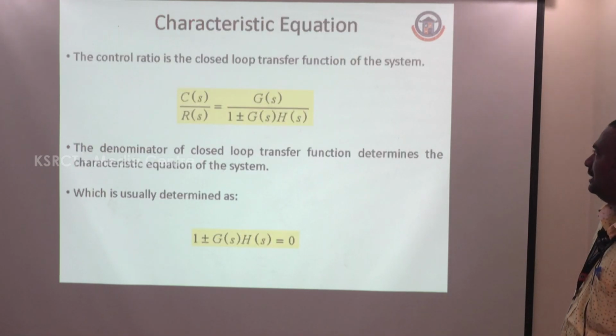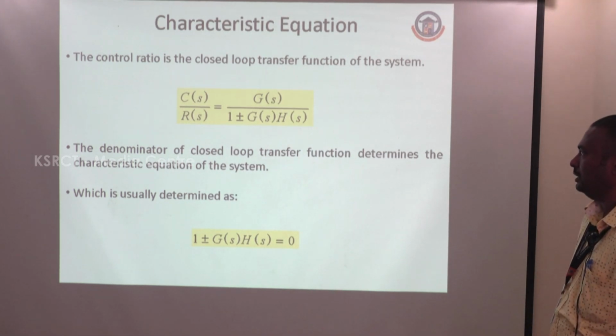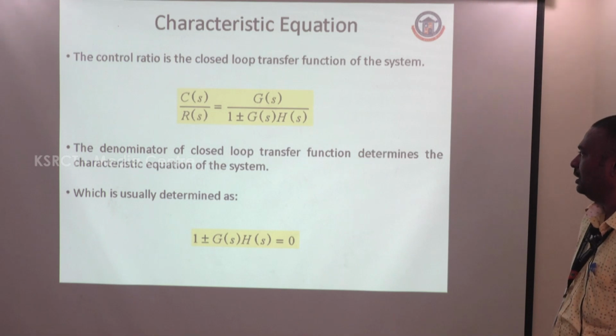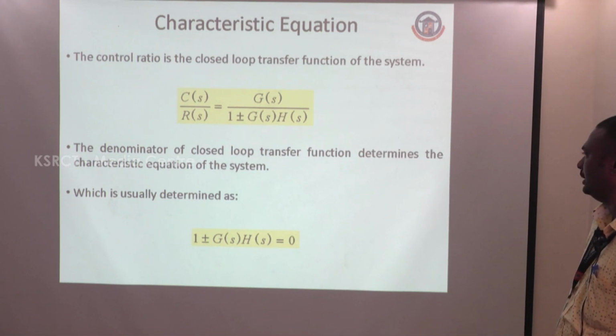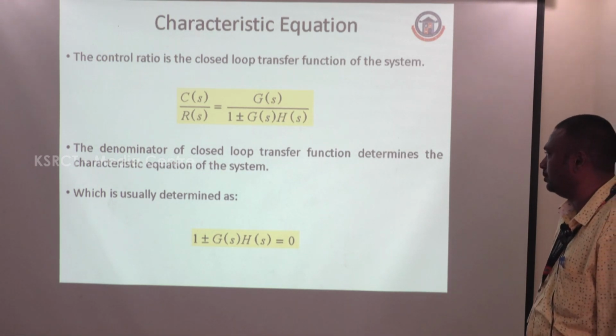Next, the characteristic equation of a control system. For a closed loop control system, the transfer function is C(s)/R(s) = G(s) divided by 1 plus G(s) into H(s). The denominator of a closed loop transfer function determines the characteristic equation of the system, which is usually determined as 1 plus G(s) into H(s) equal to 0.